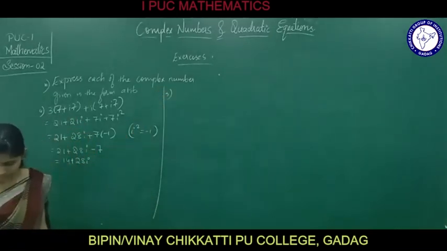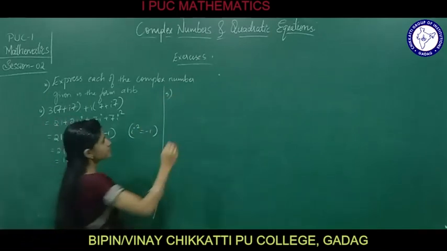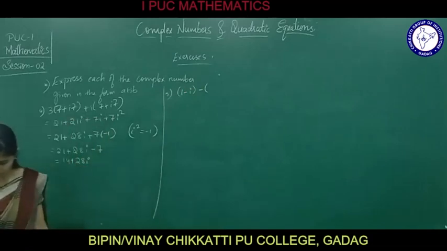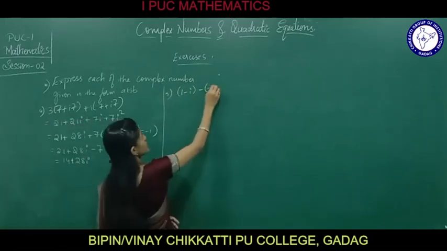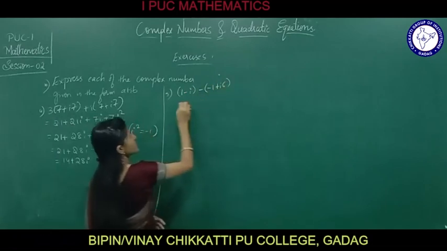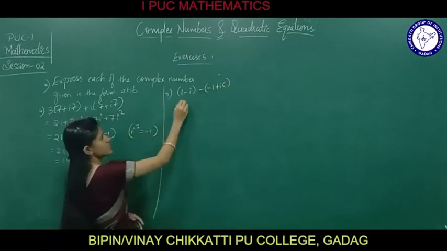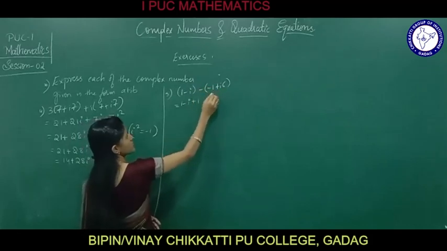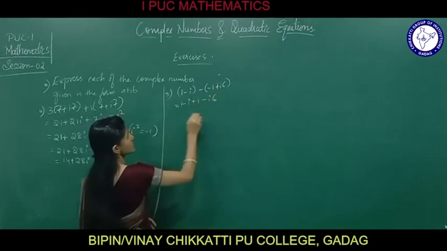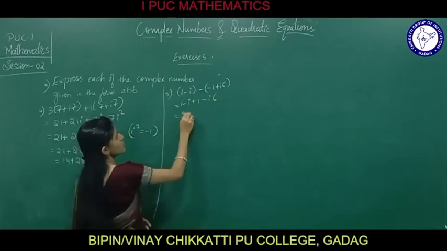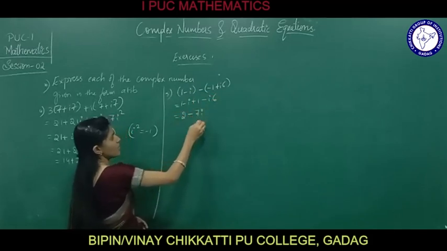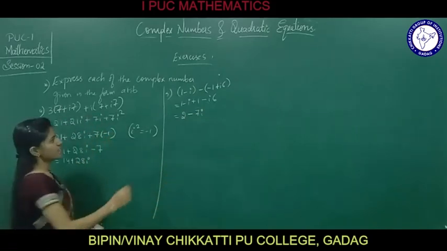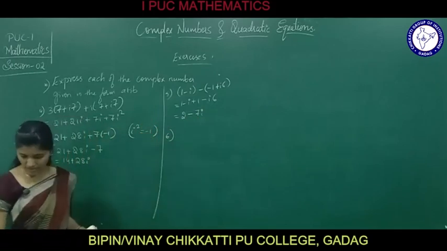It is given (1 minus i) minus (minus 1 plus i6). Just go on simplifying. It is 1 minus i, minus into minus, plus 1, minus into plus, minus i6, nothing but 2 minus 7i, or we can write 2 minus i into 7. Next, sixth one. What have they given?